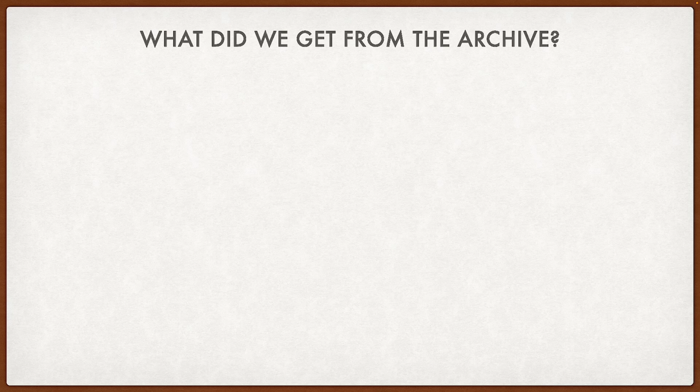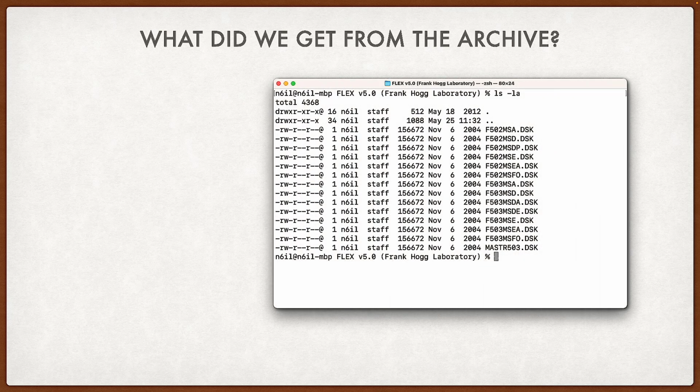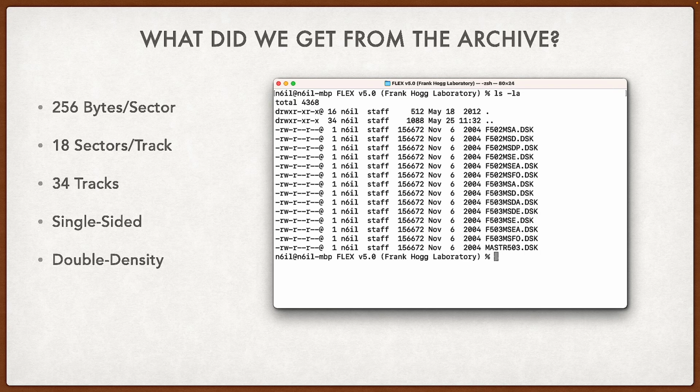Okay, so what did we actually get from the archive? I unpacked the zip file, and this is what we got. We have this master disk that we tried before, the bottom one, master503.disk.